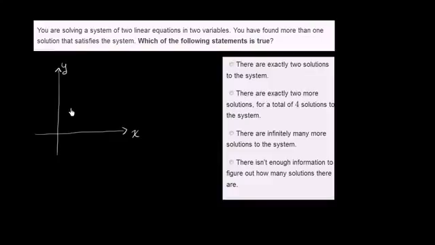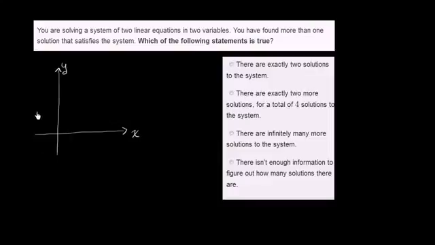Now, there's only three scenarios here. One scenario is where the lines don't intersect at all. So the only way that you're going to have two lines in two dimensions that don't intersect is if they have the same slope and they have different y-intercepts. So that's one scenario, but that's not the scenario that's being described here. They say you have found more than one solution that satisfies the system. Here, there are no solutions. So that's not the scenario that we're talking about.